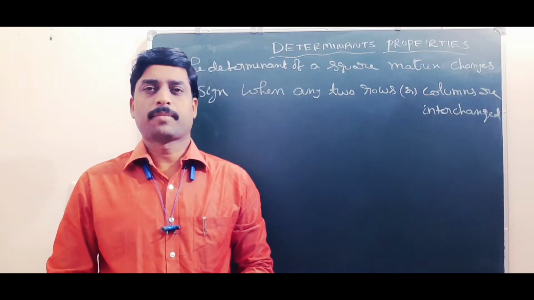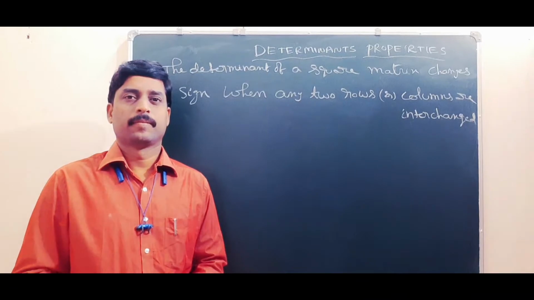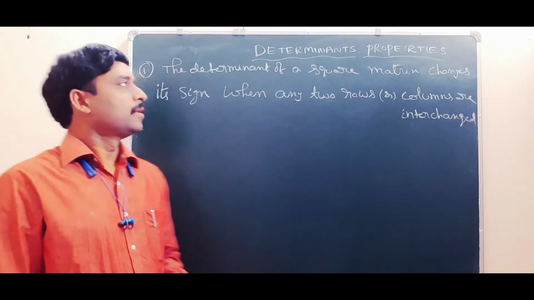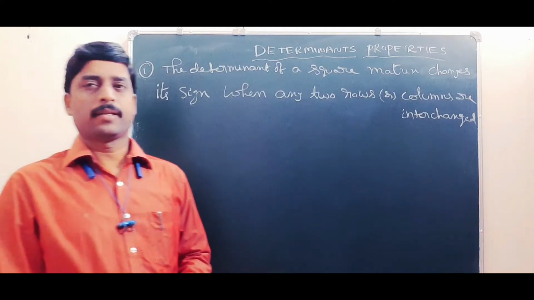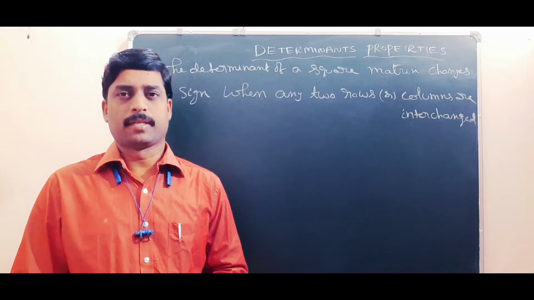Today I would like to explain the determinants concept. Okay, now I explain determinant properties. First one: the determinant of a square matrix changes its sign when any two rows or columns are interchanged.